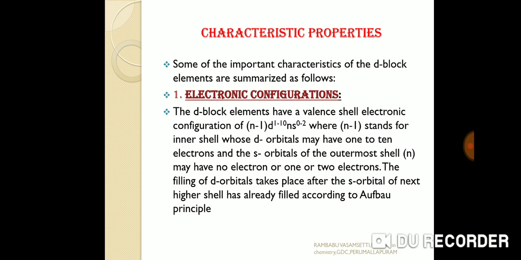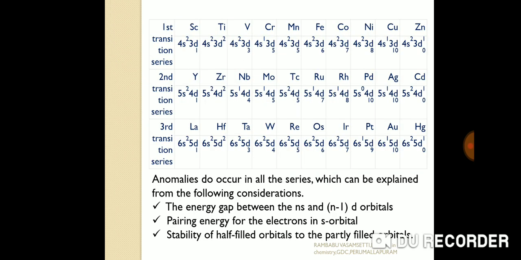The filling of the d orbitals takes place after the s orbital of the next higher shell has already been filled, according to the Aufbau principle. Common examples for the first, second, and third transition series: scandium, atomic number 21, is 1s2 2s2 2p6 3s2 3p6 4s2 3d1. So the first element starts from scandium 3d1 to 3d10. This is the general electronic configuration of the transition elements.